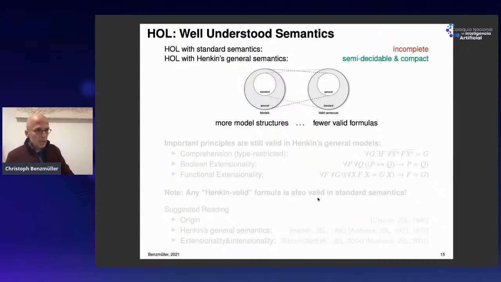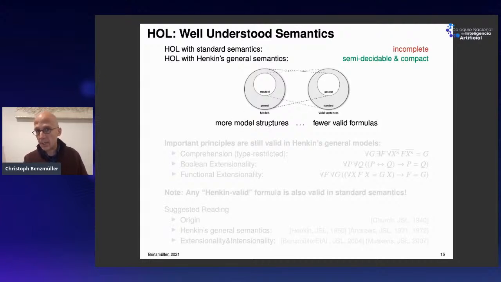Okay, so something about the semantics. HOL with standard semantics is, of course, incomplete. We know that from Gödel's seminal work. But HOL with Henkin's general semantics, an alternative proposal by Henkin, is actually semi-decidable, just like first order, and it's compact, just like first order. Henkin just proposes a more flexible construction for models. Function spaces don't need to be full, as in standard semantics.